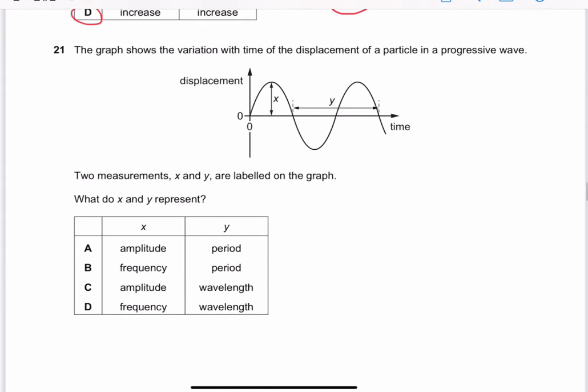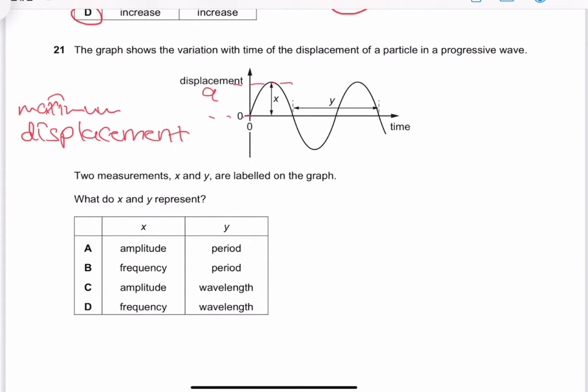Moving on to question number 21. The diagram shows the variation of time and displacement. Two measurements, X and Y, are made. What do X and Y represent? Very important. This value of X represents what we call the amplitude, which is the maximum displacement from the equilibrium position. So this will be maybe our equilibrium position, and this becomes our amplitude.